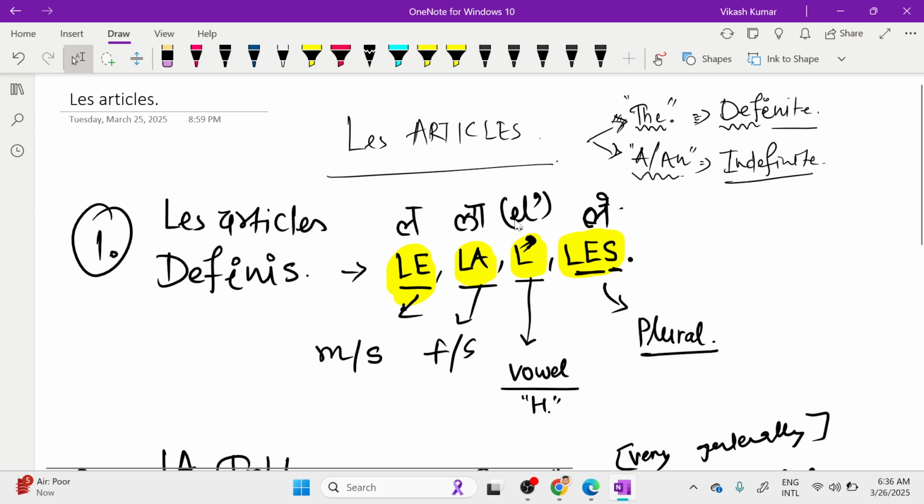Listen, close your eyes and then listen to my sound and say if it's masculine or feminine without looking at the screen. Now just tell me, la is feminine or masculine or plural? Feminine. And what about les? Les is plural. Perfect. And le is masculine. Okay. L apostrophe is for vowels and silent H. Yes, silent H and vowels. Perfect.